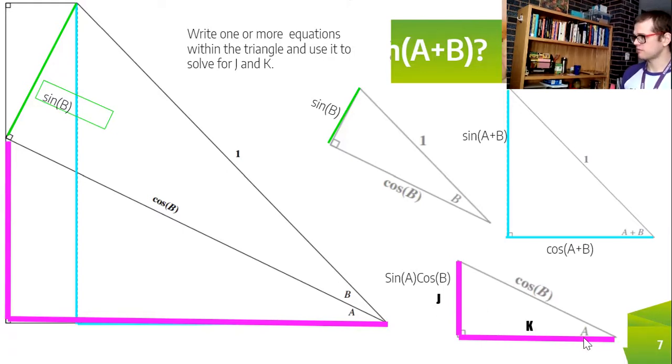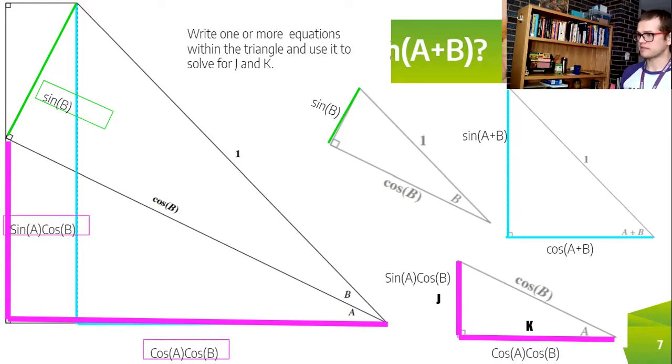Well, for k, I could say cosine of A equals k divided by cosine of B. Again, to solve for k and get k all by itself, I can multiply both sides by cosine of B. And that's how I get cosine of A times cosine of B. I'm labeling on the bigger diagram as well, because we're going to use the bigger diagram later, and I like keeping track of things this way.